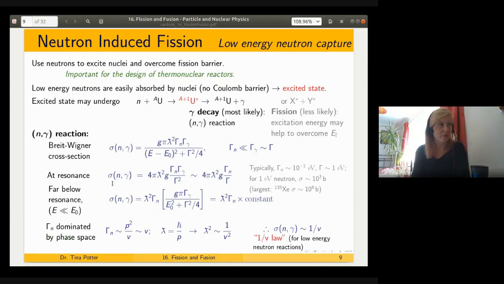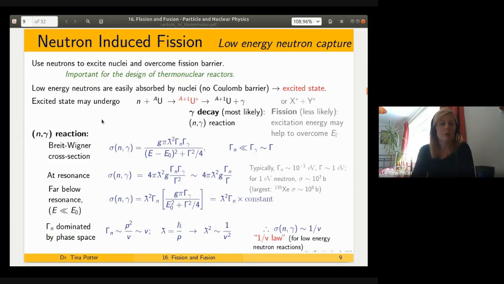If we have very low energy neutrons, they are really easily absorbed by nuclei. They don't have to overcome any Coulomb barrier, they can just be absorbed by a nucleus, and that'll take the nucleus to an excited state. It can drop down, most likely through gamma decay, to its ground state. Or perhaps a little less likely, it can have enough energy to overcome the fission barrier, and it can undergo fission. So it's much more likely that it will undergo gamma decay if we create this excited state, but we could have fission. Rare.